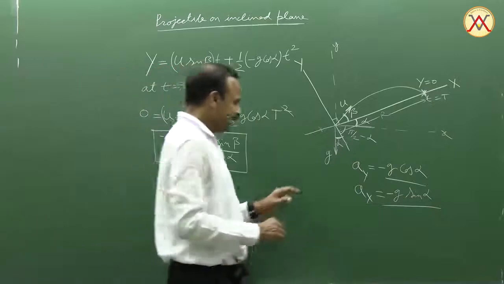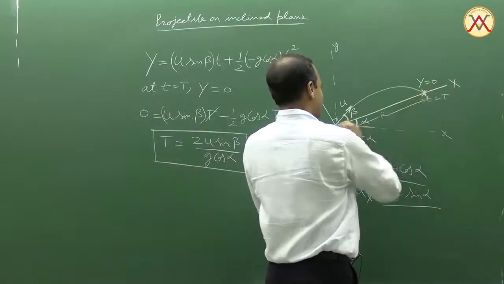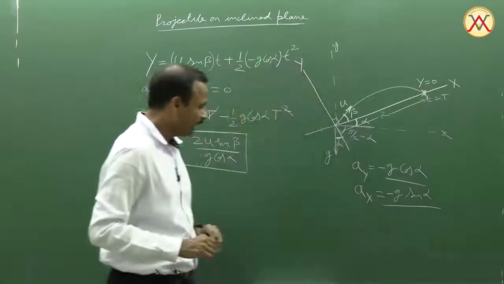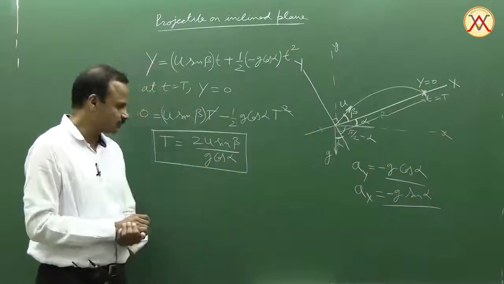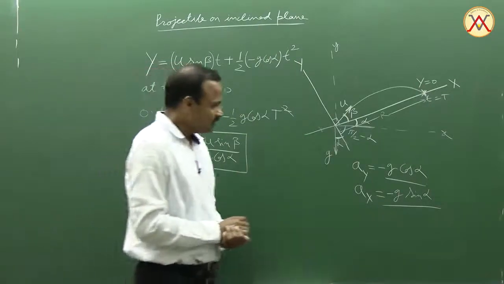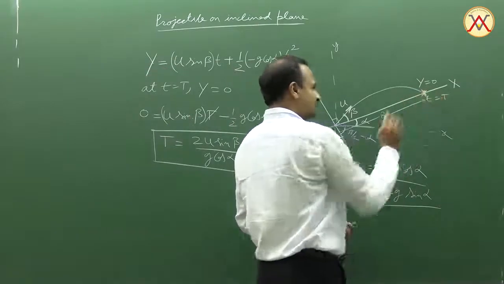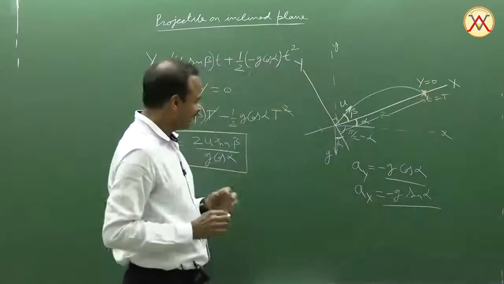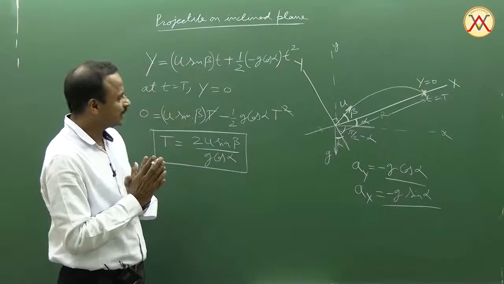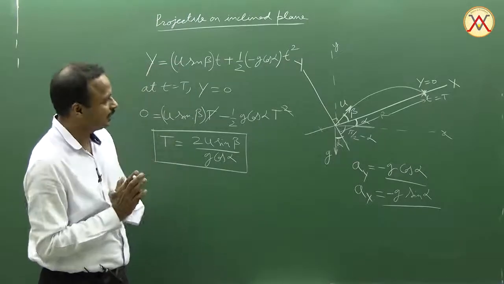Okay, so the second part will be to find the range along the inclined plane of this projectile. Range we know is the x coordinate of this point. So we need the formula for the x coordinate.